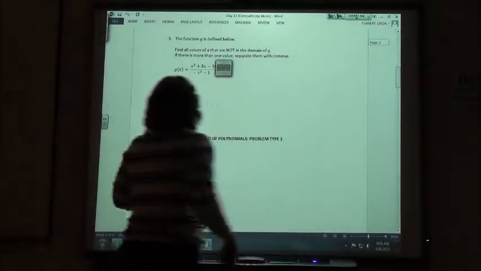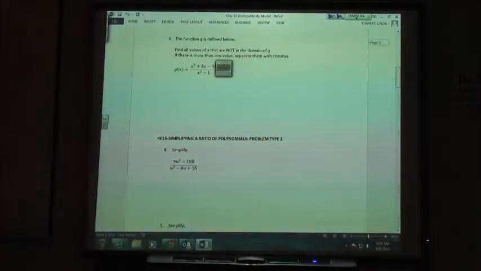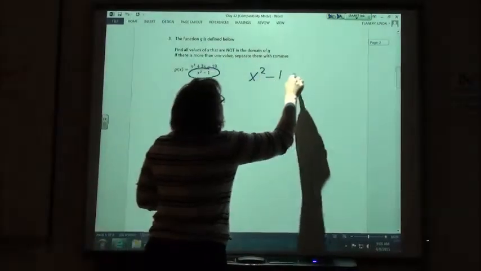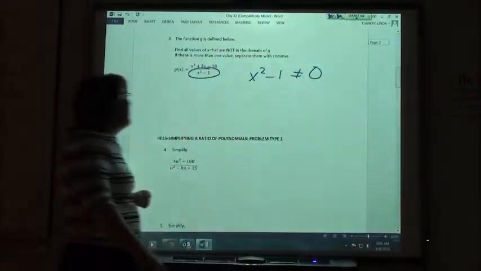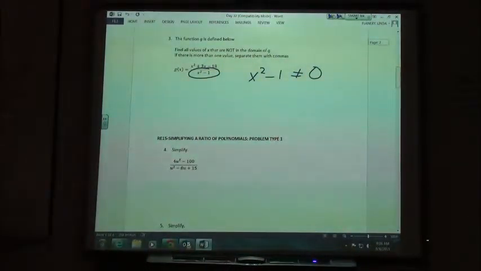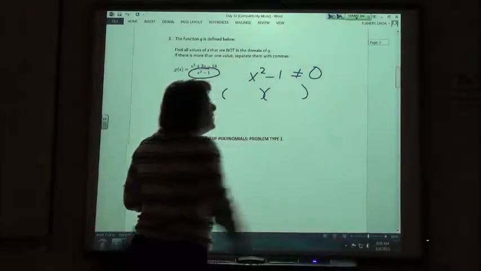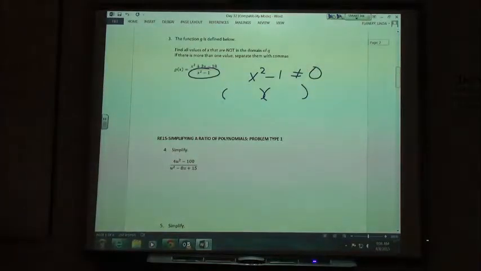So third one, same kind of thing. I want to find the values that are not in the domain of g. We know we have a fraction. We know that in the fraction, the denominator, the x squared minus 1, can't be equal to 0. Again, this one does have the squared term, so we know that it came from factoring out using my two sets of parentheses.